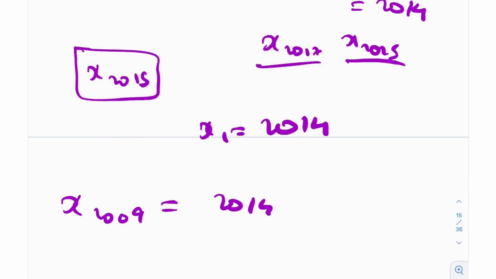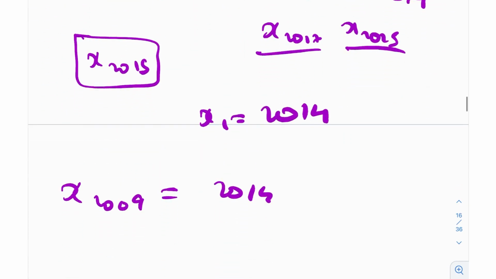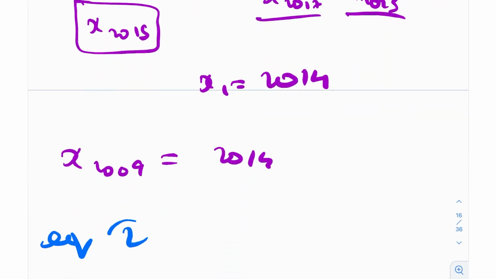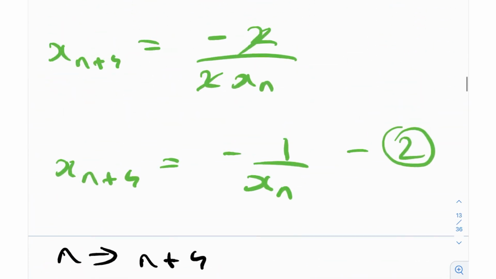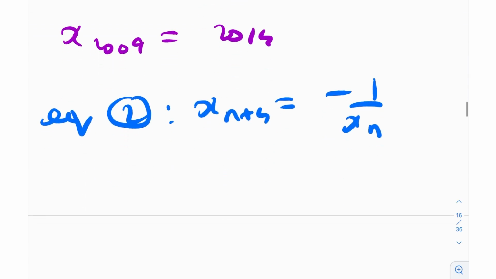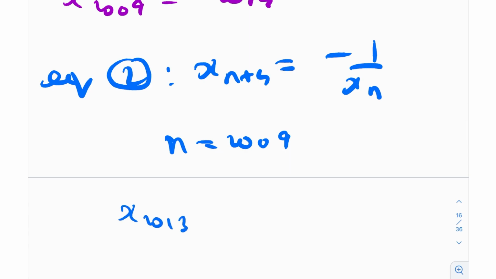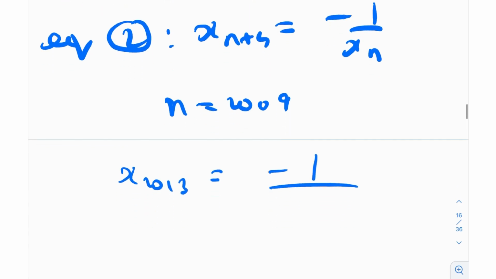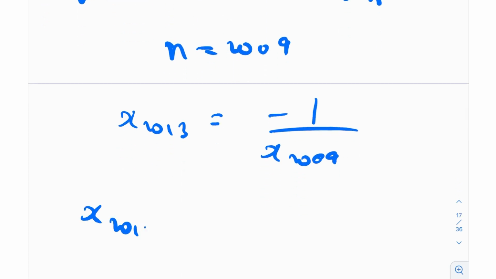Great. So now what I'm going to do is, if we maybe just observe equation 2, right? What was equation number 2? Let me just maybe rewrite that. x_{n+4} is negative 1 by x_n. Just plug in n is equal to 2009 over here. I'll get x2013 is equal to negative 1 by x2009. So that implies x2013 is negative 1 by 2014.